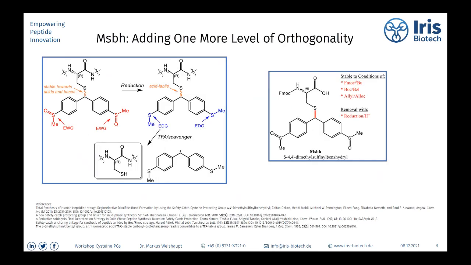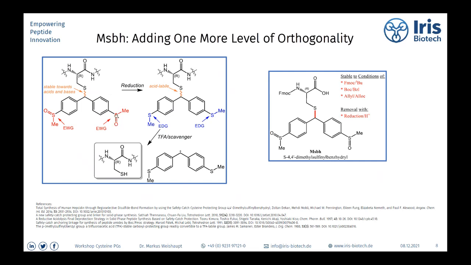So what does it look like? Structurally, MSBH is a benzhydryl protecting group with two methylsulfonyl groups. Those exhibit an electron withdrawing effect, thus rendering a potential carbocation at this benzylic position unstable. So consequently, this sulfur carbon bond here is stable towards acids and bases.